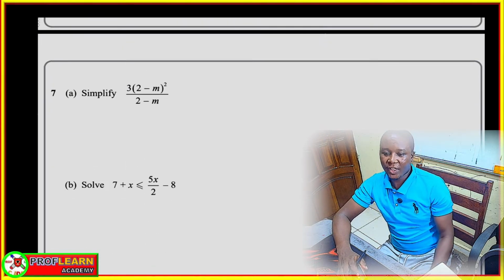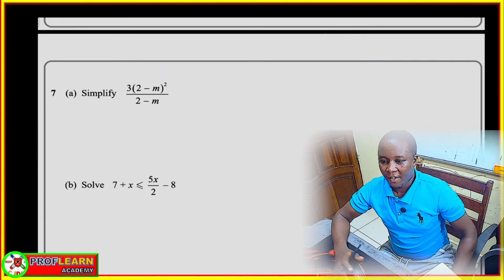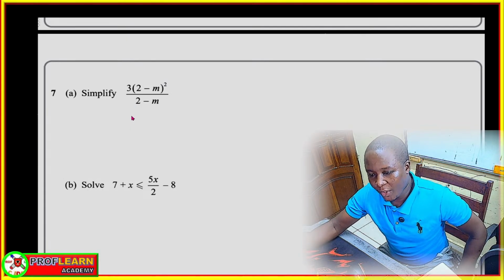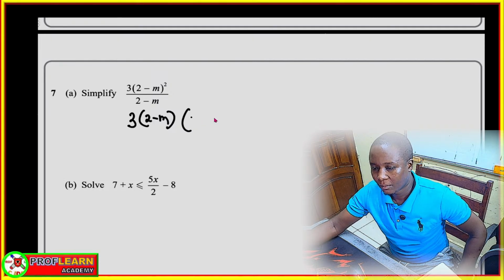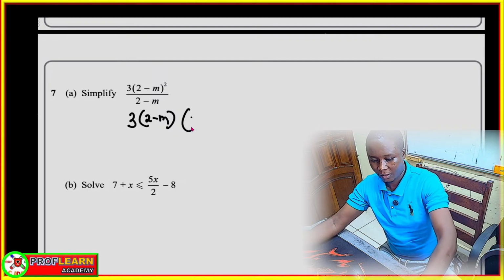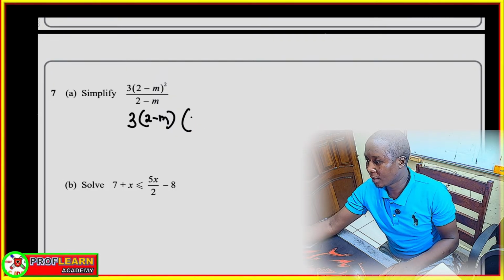In question number 7, you are told to simplify this. We know that 3 into 2 minus m squared means you multiply again 2 minus m.